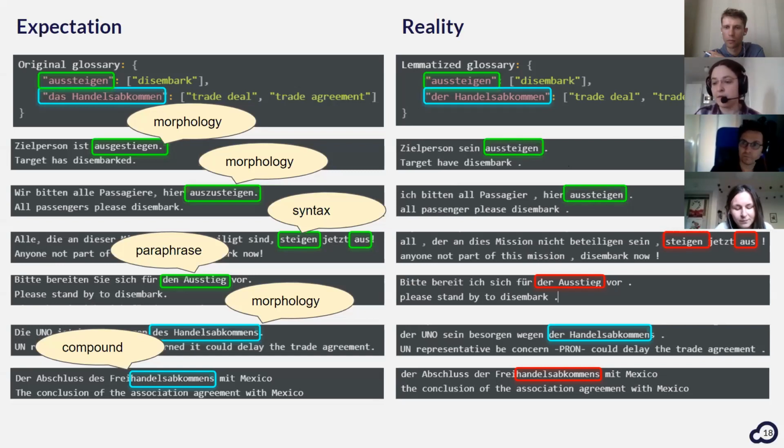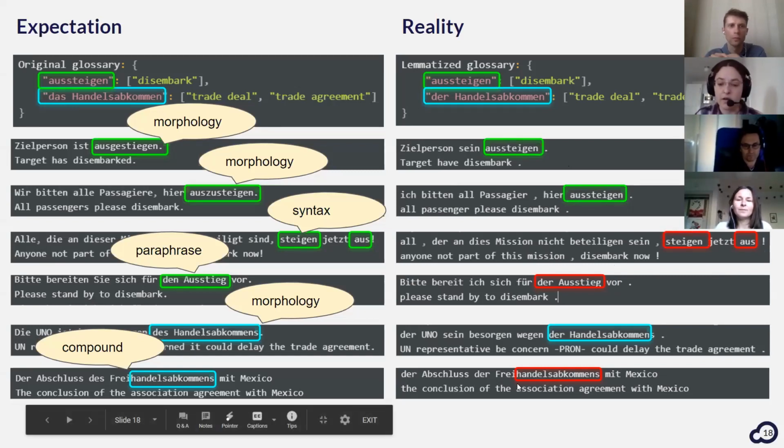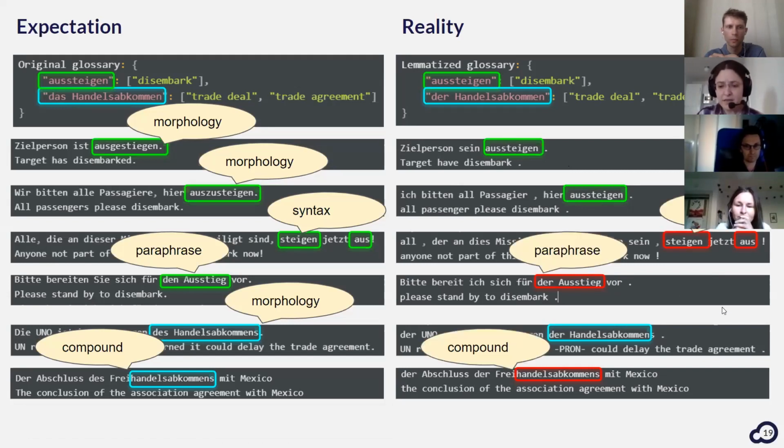This kind of separable verb isn't captured very well. Of course, the paraphrasing is not captured. This is a noun, and it's just totally different from the verb form. And even in the compound, we don't achieve a match. So we can see that the lemmatization strategy is not perfect for making the matches, but we do get more out of it than from the fuzzy matching strategy.